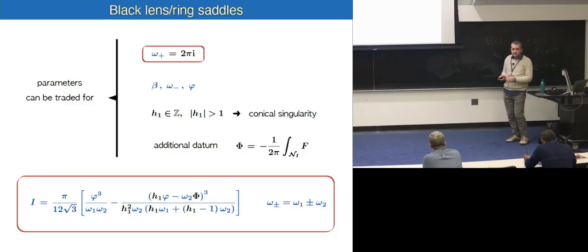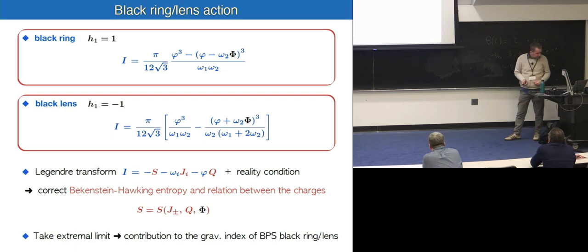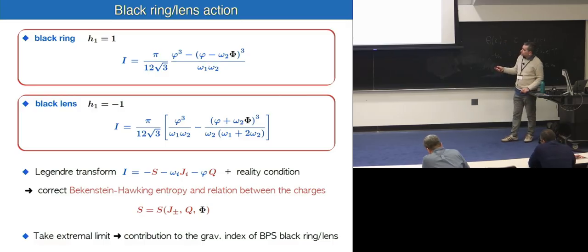For each of these saddles that we have constructed, we have the on-shell action. So in principle, we have the contribution that the saddle will provide to our partition function. So let's say in particular the form of the expression for the black ring and black lens. These are those that, once we take the limit to the extremal solution, would give on the nose the black ring and black lens solutions with a smooth horizon. So the form of the action for the black ring is this one, the form of the action for the black lens is this one.